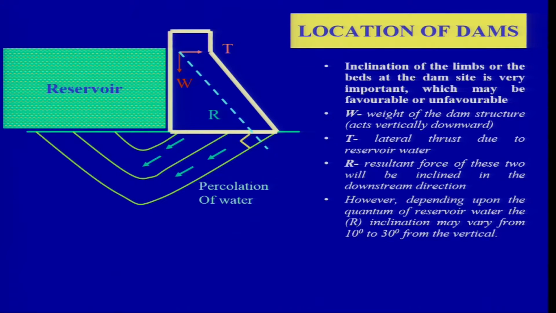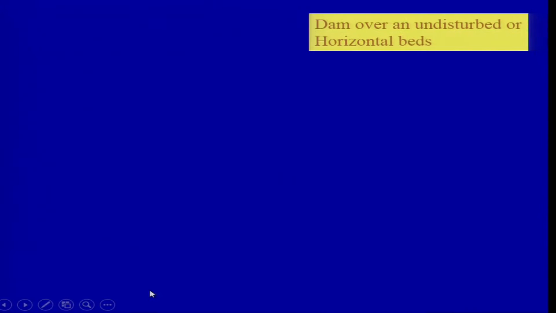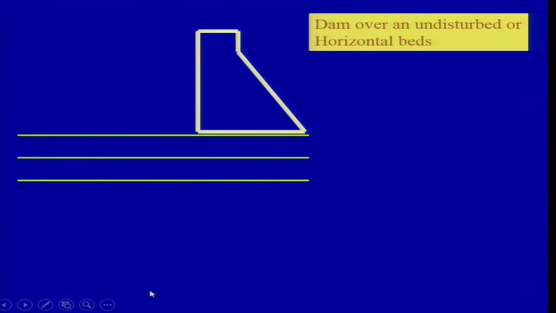But it depends; that inclination may vary from 10 to 13 degrees in most cases. So, the beds which have a gentle upstream dip will be perpendicular to the resultant vector, you will find this, and hence provide the best resistance to withstand the stresses or the loads acting on the area. So, this is one of the ideal conditions we will have. If you are having a syncline or beds dipping in the upstream direction, that can be an ideal location.